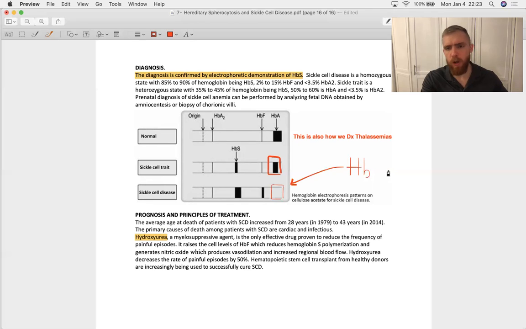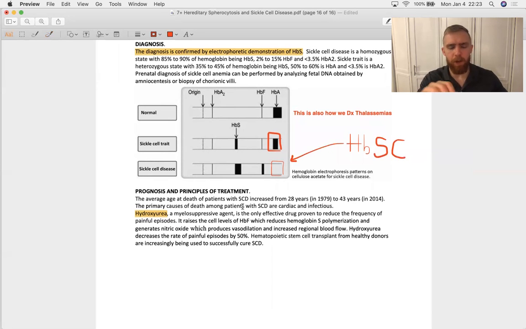Finally, this one drug, hydroxyurea, does something really interesting. It makes you make fetal hemoglobin, which reduces your risk of sickling. I can't tell you any more about that.